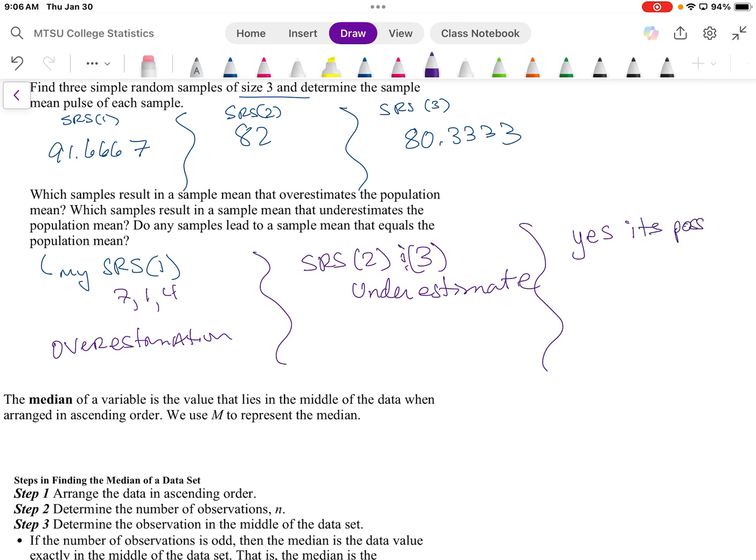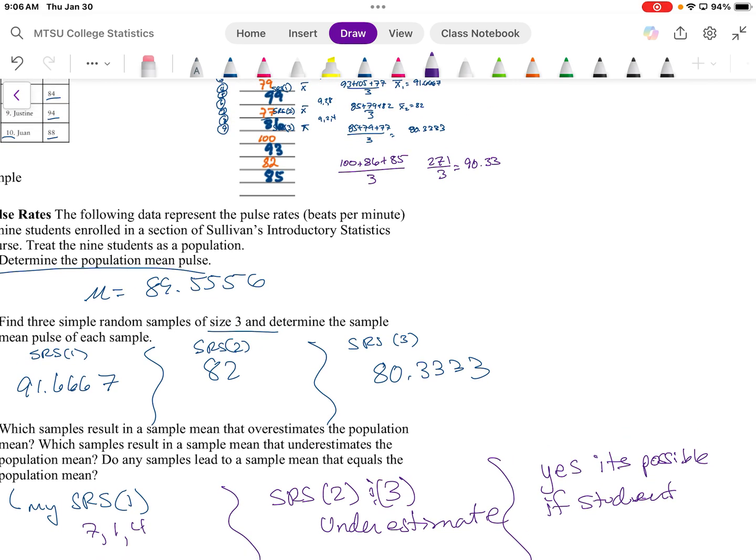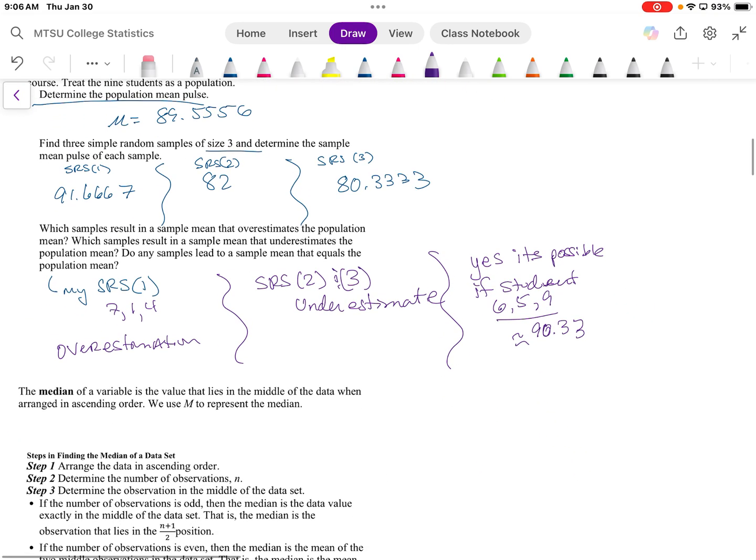So to answer that third question here, I would say yes, it's possible, if students, what did I say I used? I used students 9, 8, 7, 6. I used students 6, 5, and 9. I used those 3 students and got roughly 90.33, which is pretty darn close to 89 point something. So it is possible. We might just have to keep using that random number generator till eventually we get that magical combination for it to work. But again, they're not asking us to do that.